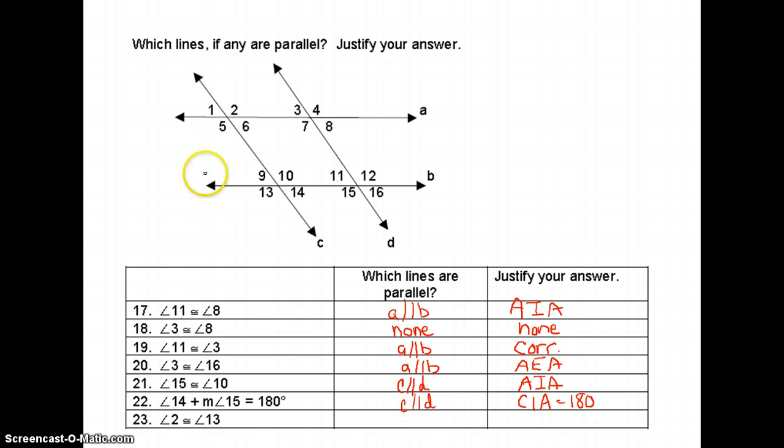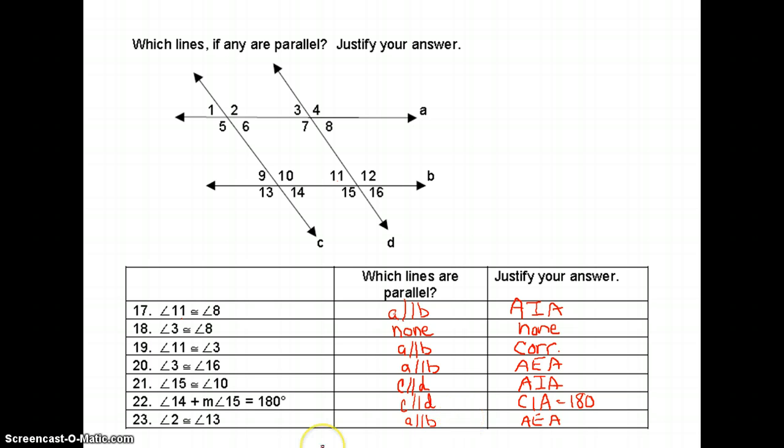And the last one, 2 is congruent to 13. Those are alternate exterior angles, and they are congruent. Here's our transversal, and here's our two lines, A and B. So this is alternate exterior angles. And the two lines we're talking about this time are A and B.